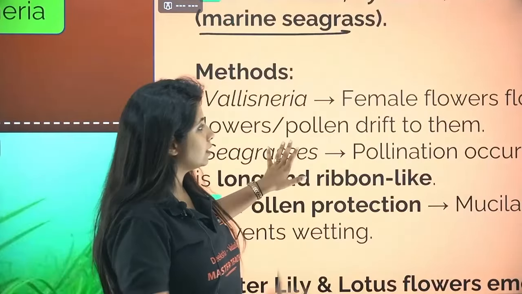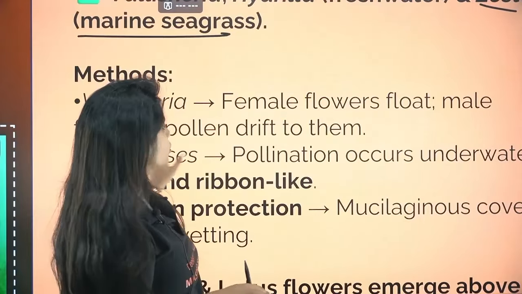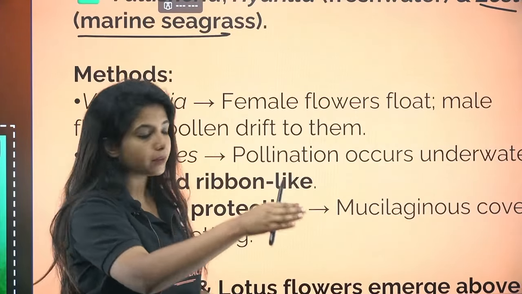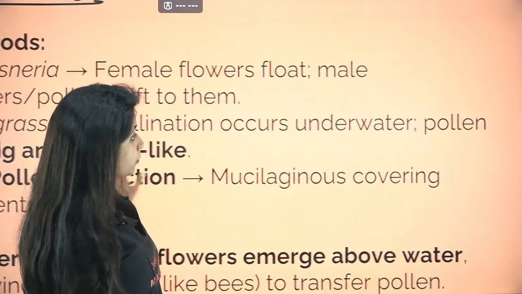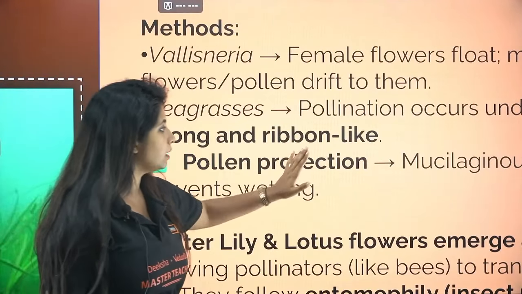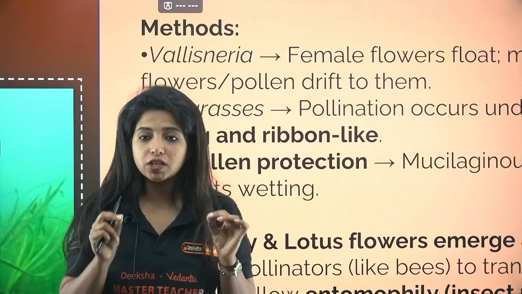Vallisneria shows surface level pollination in the water. Female flowers float and the male flowers or pollen grains drift towards them. Whereas in the case of seagrasses, Zostera, pollination occurs underwater in the submerged condition. Pollen is long and ribbon-like. Remember, the pollen grains in the water will be covered by a mucilaginous covering.